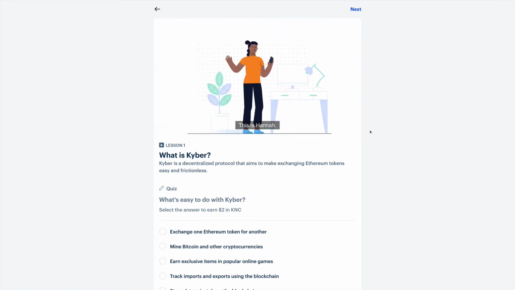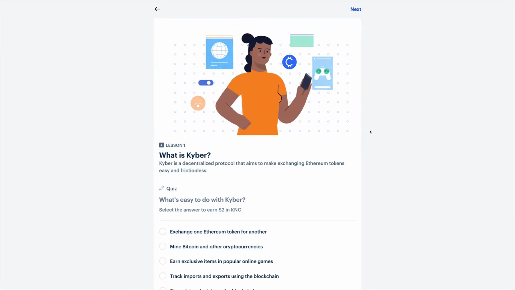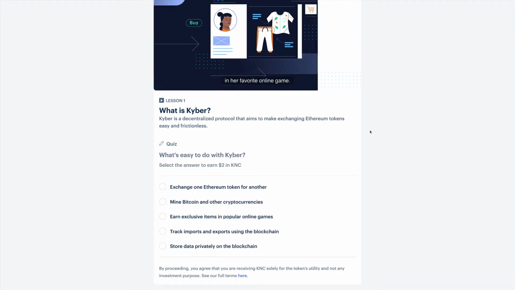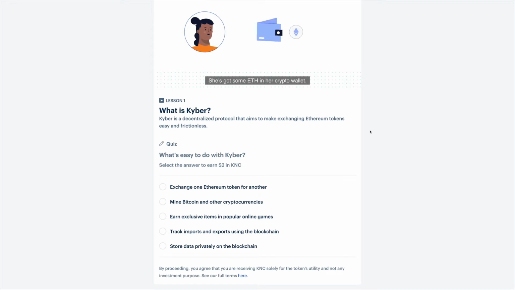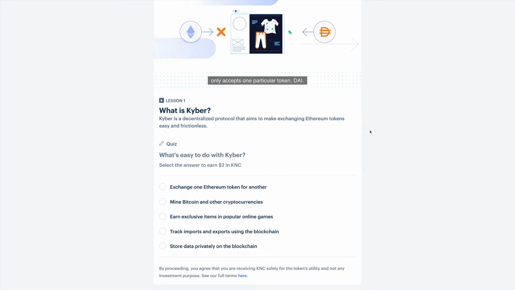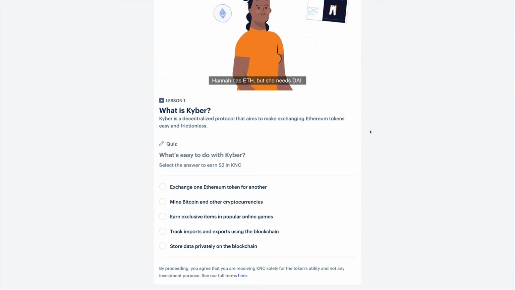This is Hannah. Hannah wants to buy a new outfit for her avatar in her favorite online game. She's got some ETH in her crypto wallet. Unfortunately, the game's online store only accepts one particular token, DAI. Hannah has ETH, but she needs DAI. What can she do?